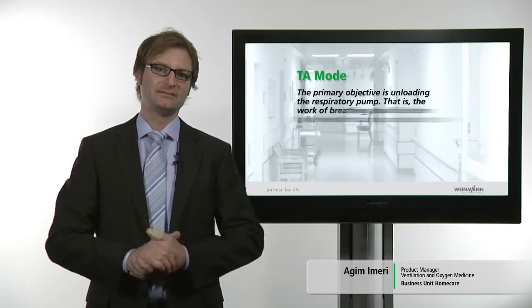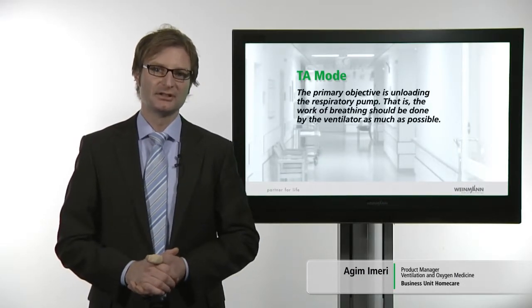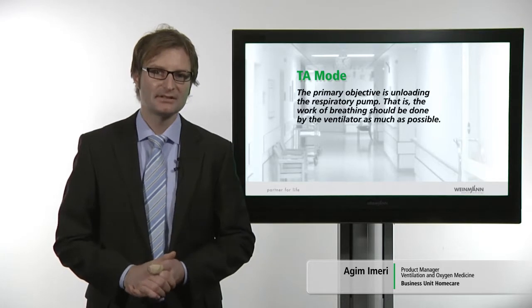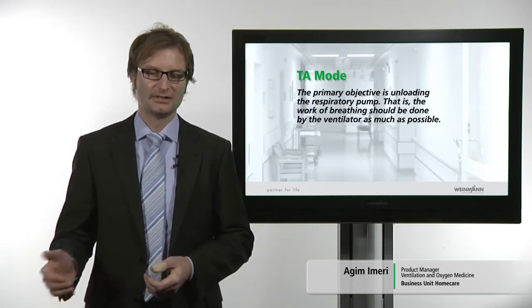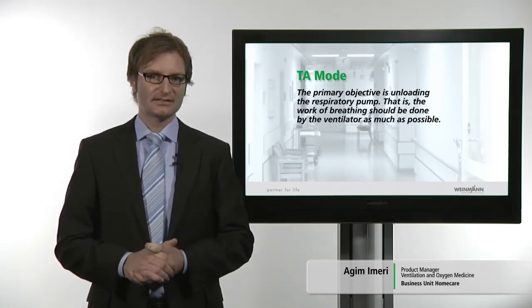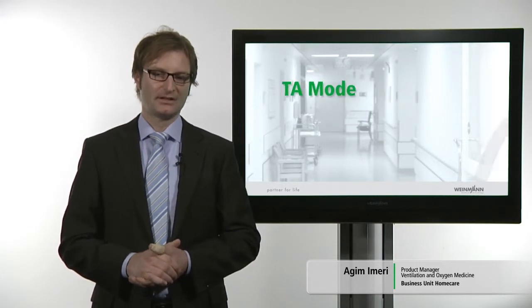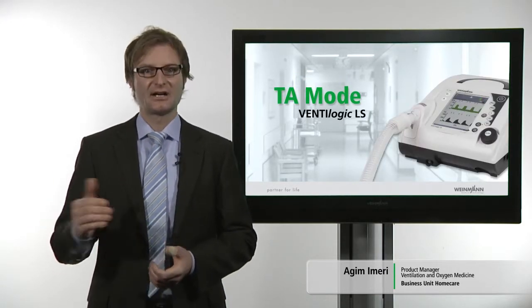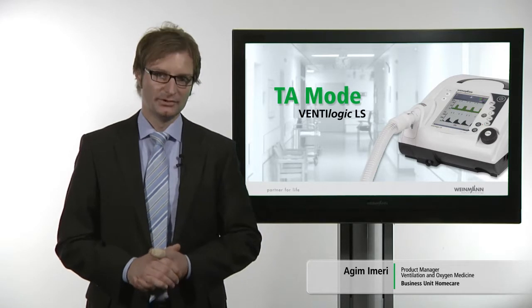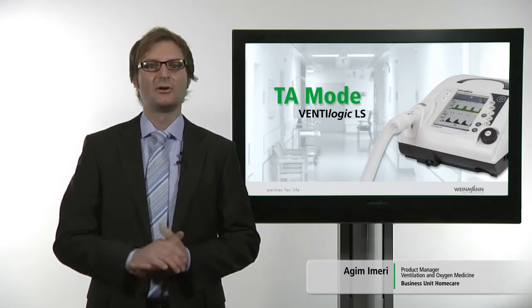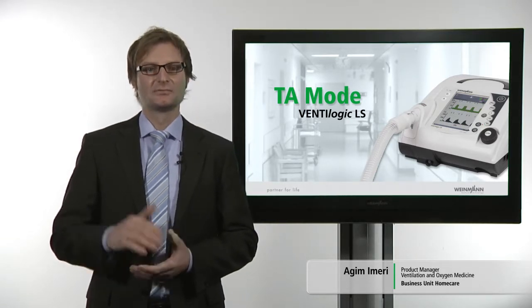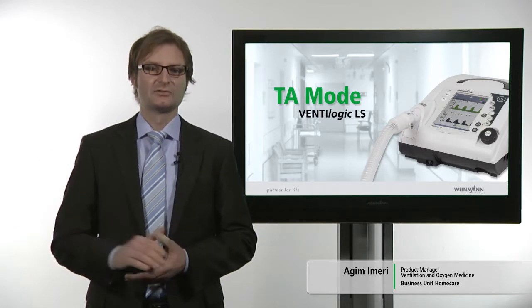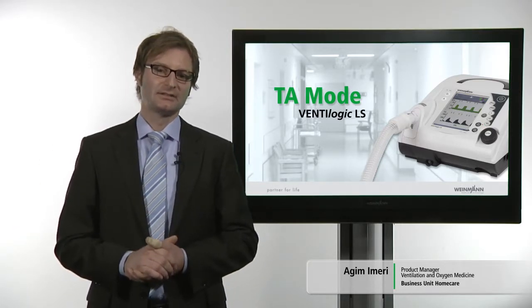What is the primary objective of ventilation for cases of respiratory insufficiency? The primary objective is unloading the respiratory pump. That is, the work of breathing should be done by the ventilator as much as possible. The greatest degree of unloading occurs in controlled ventilation modes. However, asynchrony often develops in these modes, leading to respiratory fighting and increased respiratory effort on the part of the patient.